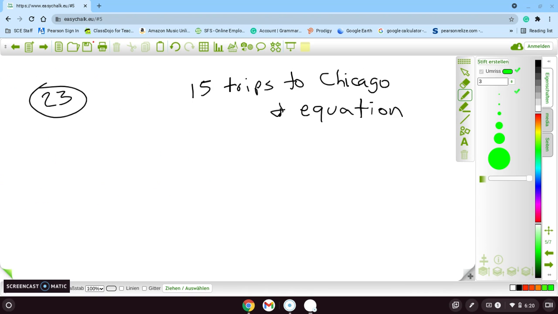On question number 23, it says Jason frequently travels for work. This year he plans to make 15 trips to Chicago. What is the total cost of the airfare? Write an equation that represents the problem. All right, so Chicago is $489 for a round trip. So we're going to take $489 for one trip, times 15, and that is going to equal the cost for Chicago. There's my equation: $489 times 15 equals the cost. So now we just have to solve it.